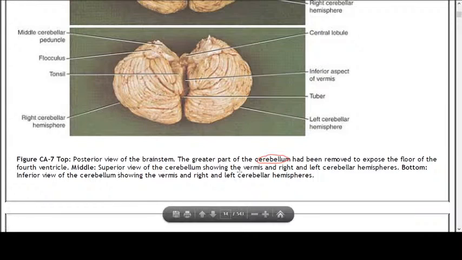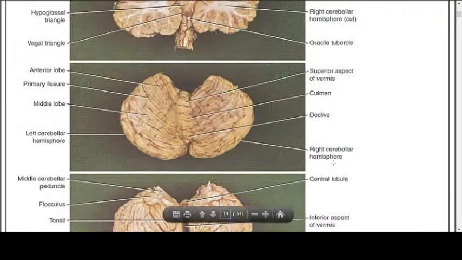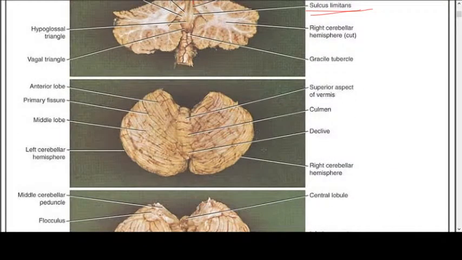Let's say superior view of the cerebellum showing the vermis, right and left cerebellar hemisphere. The cerebellum is basically called a little brain because it has something similar to the brain, which is basically the cerebrum. It also can be divided into two hemispheres, right hemisphere and left hemisphere, and it consists of a vermis, which divides it. So this is the superior aspect of the vermis.